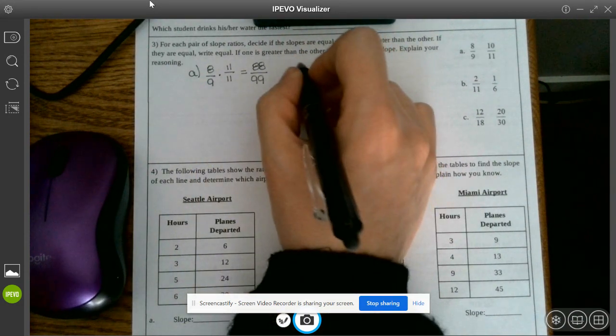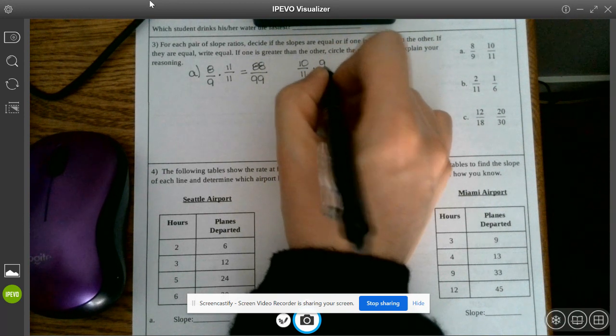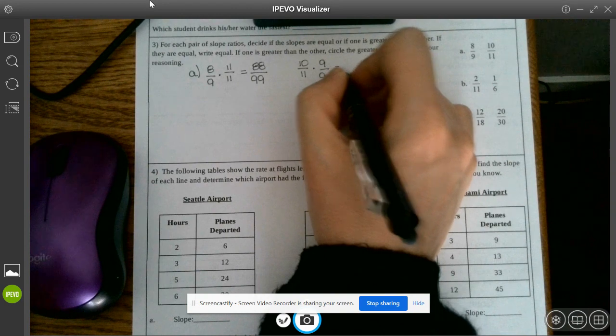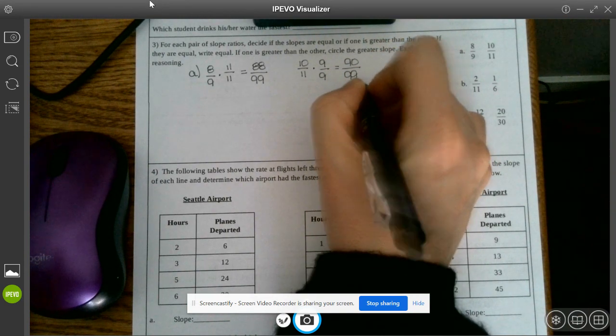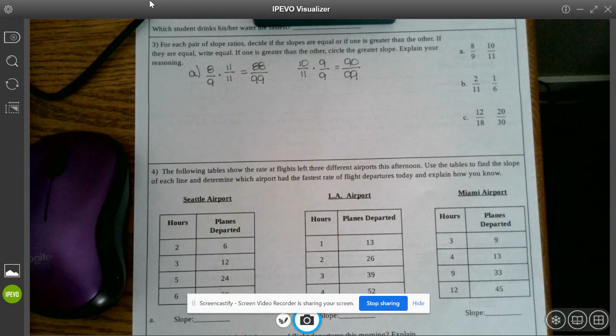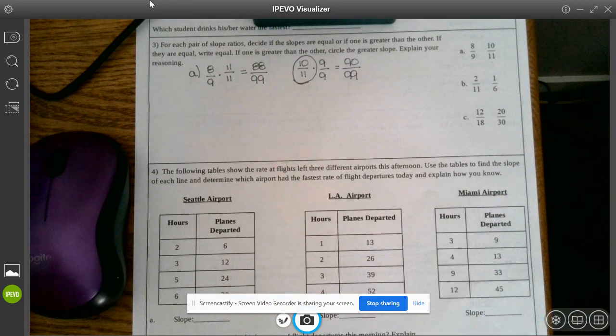Then I'm going to take 10/11 and multiply that by 9 over 9, and I get 90 over 99. Well, the larger slope has the largest numerator, so therefore 10/11 is our larger slope.